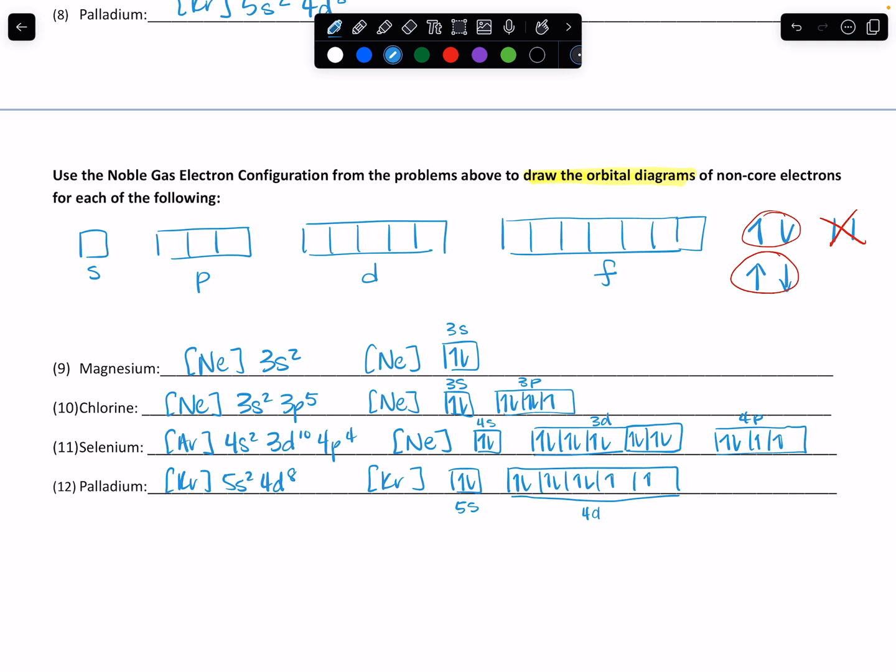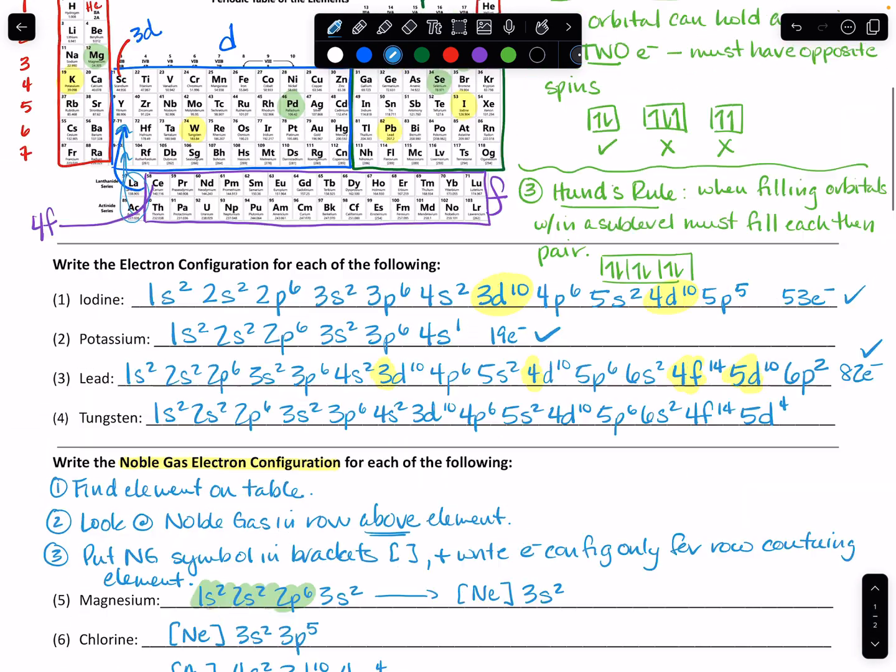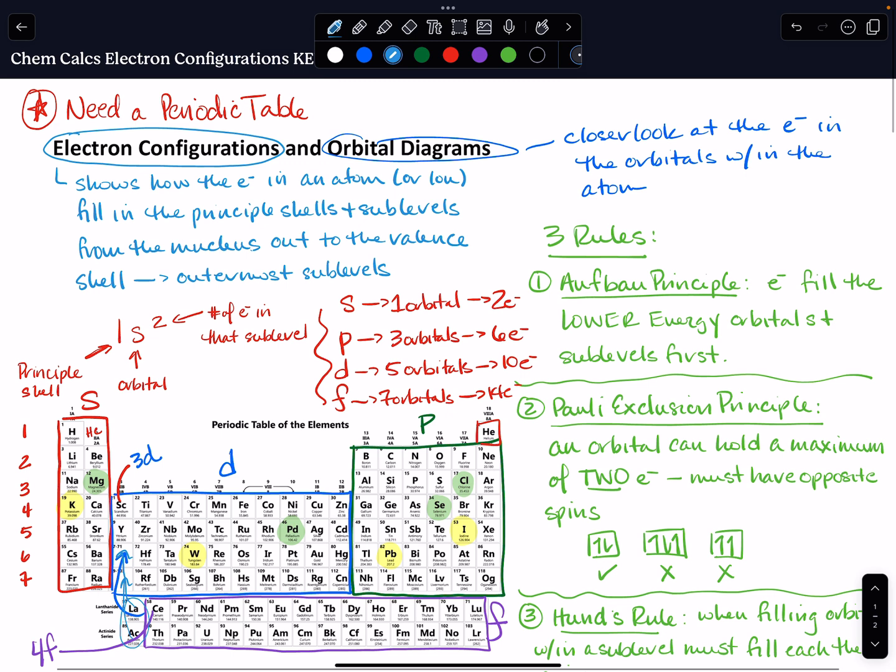So this is just showing you how you can take those electron configurations and show more distinctly where those electrons are. So you should be able to use the periodic table to fill in an electron configuration, to draw out an orbital diagram for any atom on the periodic table. For the ions, maybe I'll just do a separate one for the ions. Okay, thank you.